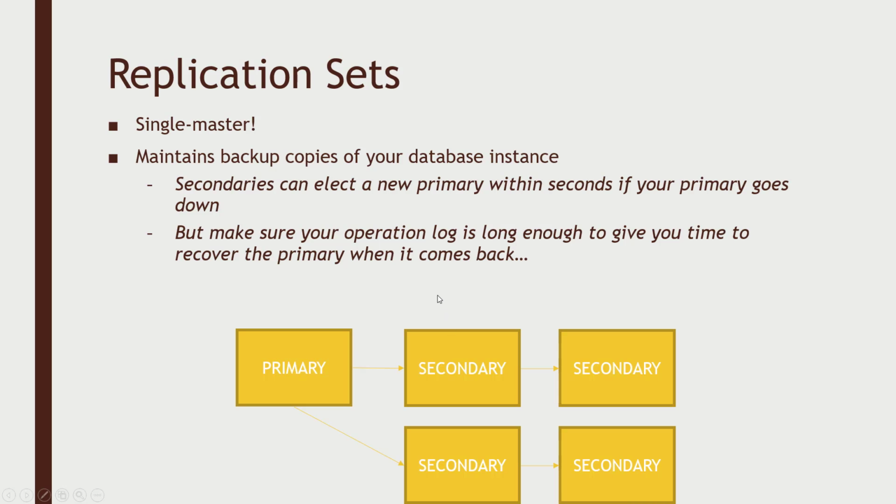The good thing, though, is that if the primary does go down, a new secondary can be elected and take its place within seconds. So it happens pretty quickly. You're not talking about massive amounts of downtime in the event of a primary failure. But you do need to make sure you get that primary back online pretty quickly, because if your operation log runs out of space during the time that it's been down, recovering that primary is going to get a whole lot more difficult. So you still have some operational responsibilities to get that back up and running quickly.